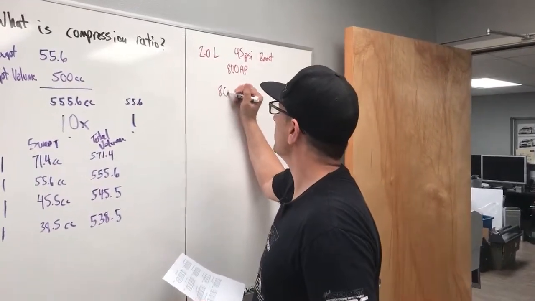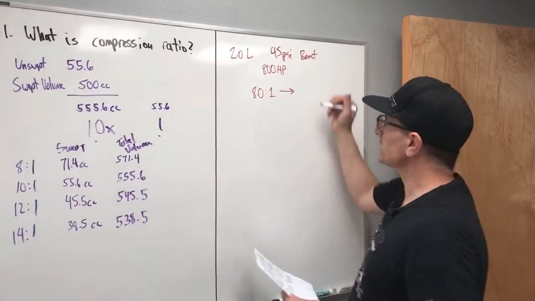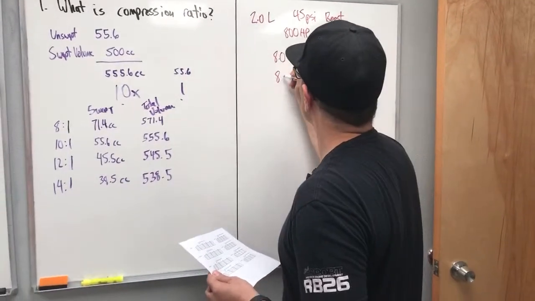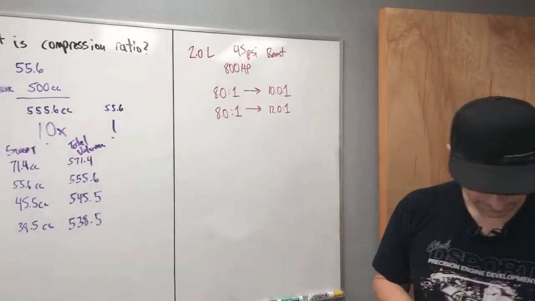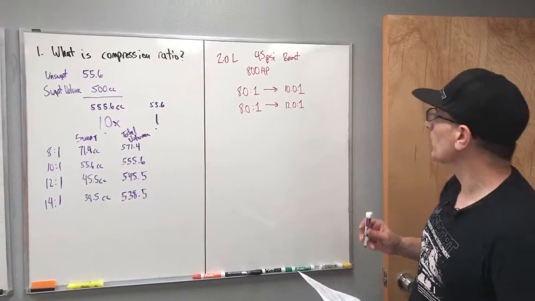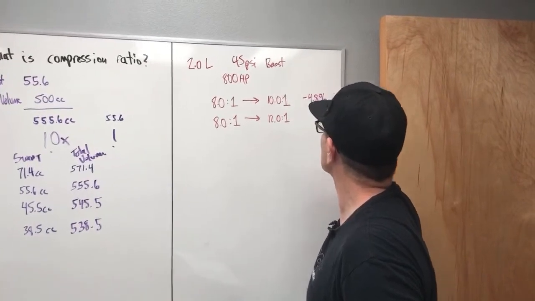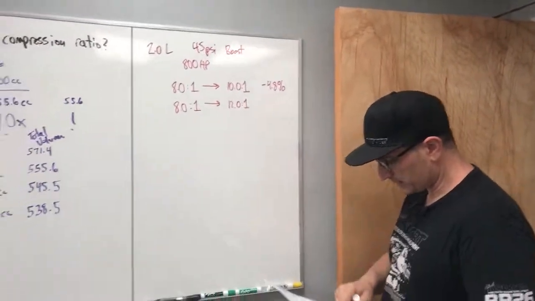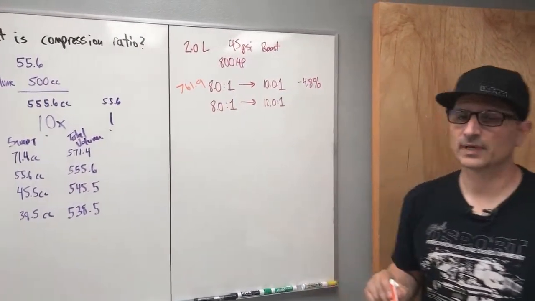And let's say right now the compression ratio is 8.0 to 1, and we're gonna go to 12-to-1, all right? So if we started at 8-to-1, we'll look at my little chart here, and we go to 10-to-1, guess what? Minus 4.8%. Our new horsepower with this setup is going to be 761.9 by making that change.